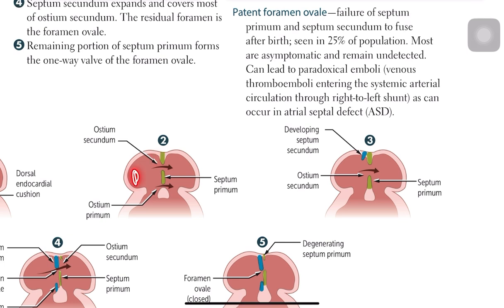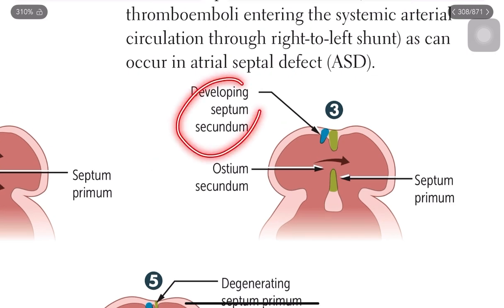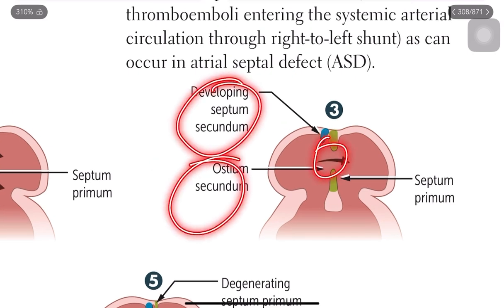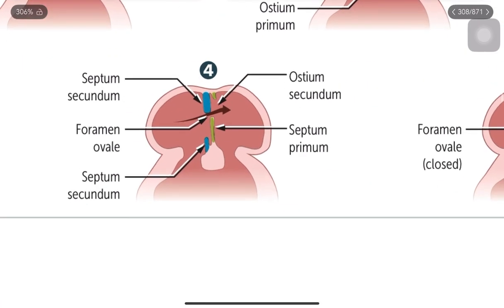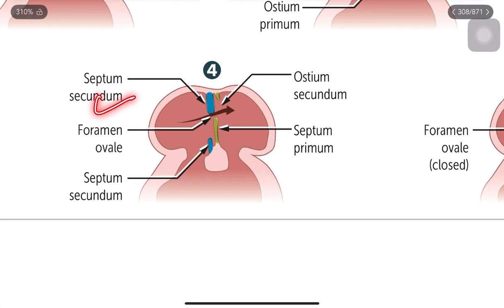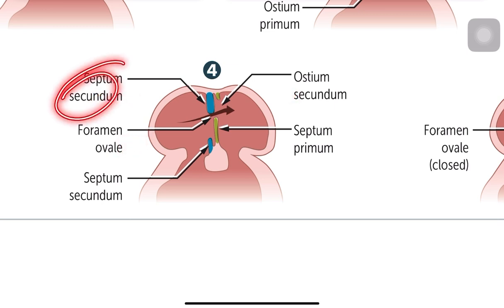So what would happen is, to the right side, which is your right atrium, this is the left atrium. To the right side of your right atrium, you have something called septum secundum, which is developing. See, you have septum secundum which is developing, trying to conceal this gap of ostium secundum. Let's discuss foramen now. You have septum secundum which is trying to conceal this ostium secundum.